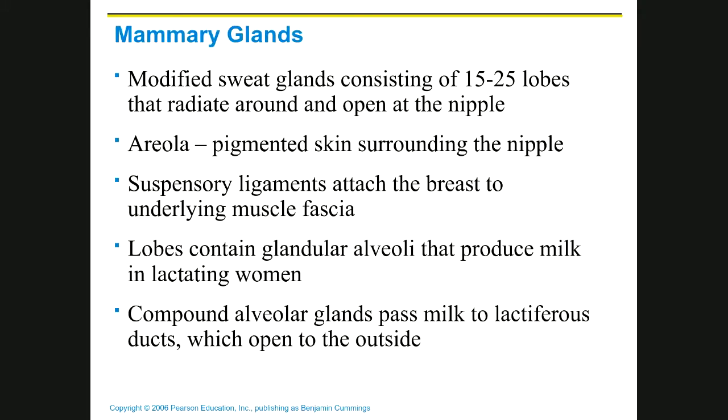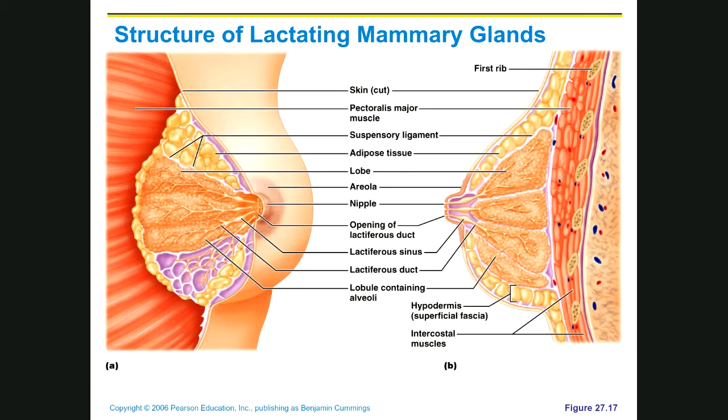And then if you look inside these sweat glands, what you're going to see are little alveoli in there that produce milk. And then the milk goes from these glands into these little ducts. The ducts then are called lactiferous ducts. And the lactiferous ducts then join to form these little enlarged areas, which are called lactiferous sinuses. And then finally it comes out the end of the nipple.